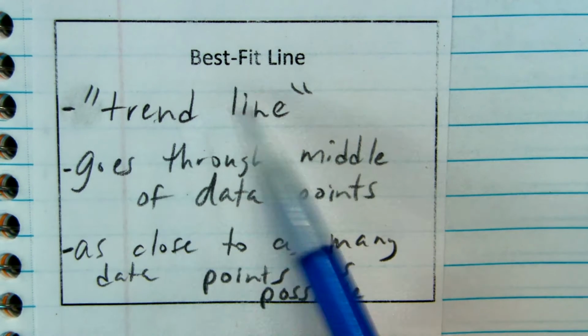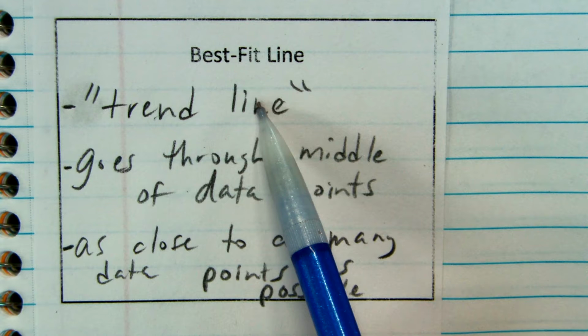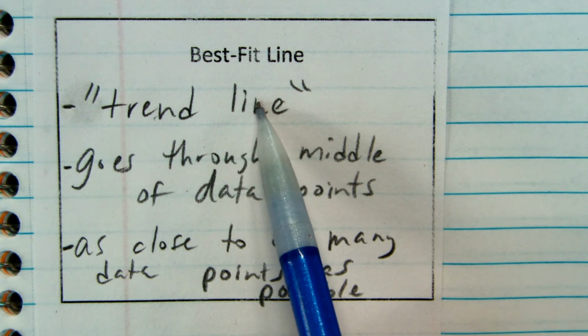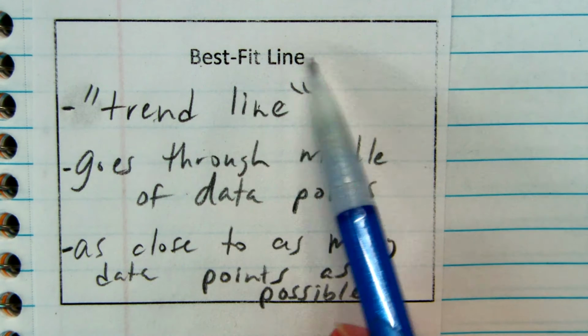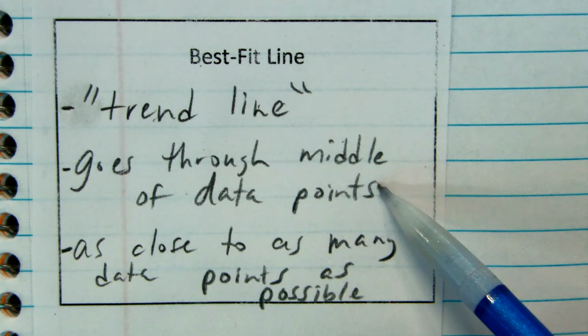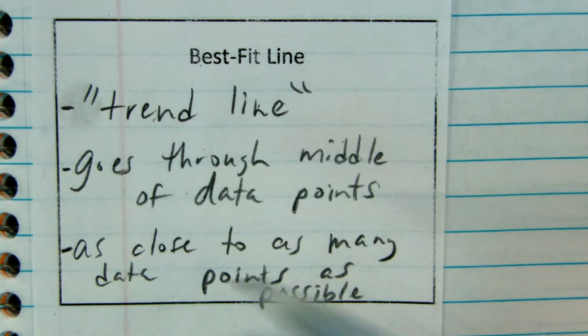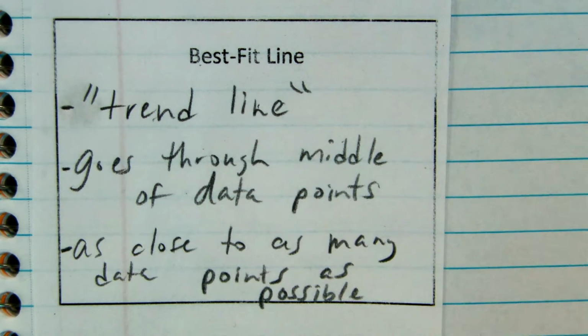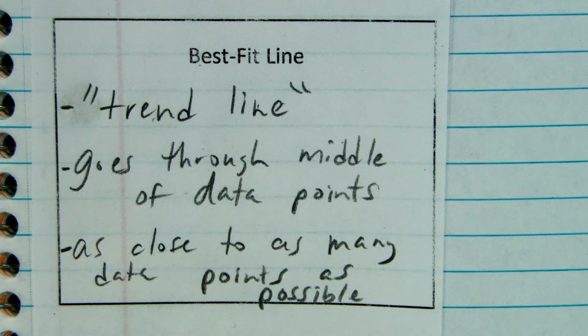So it's sometimes called a trend line. Sometimes they will call it the line of best fit instead of a best fit line. It means the same thing. It's going to go through the middle of your data points. It'll be as close to as many points as possible. It's going to show what the trend is in general.